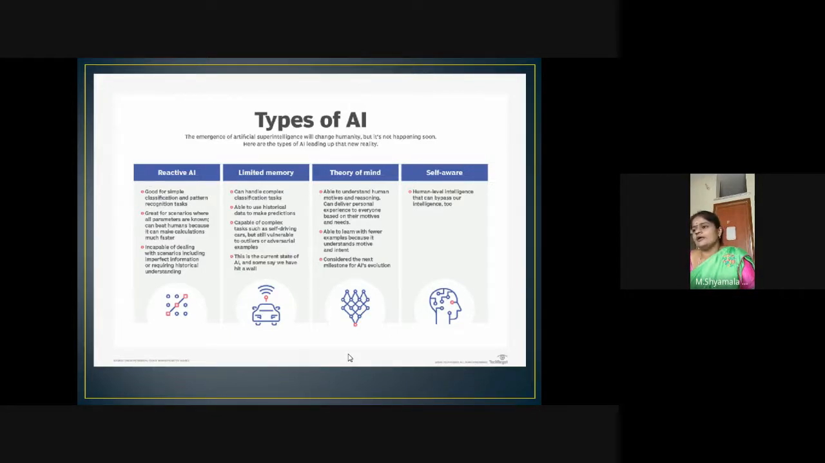Third one is theory of mind. It can understand human motives and reasoning. It can deliver a personal experience to everyone based on their motives and needs.